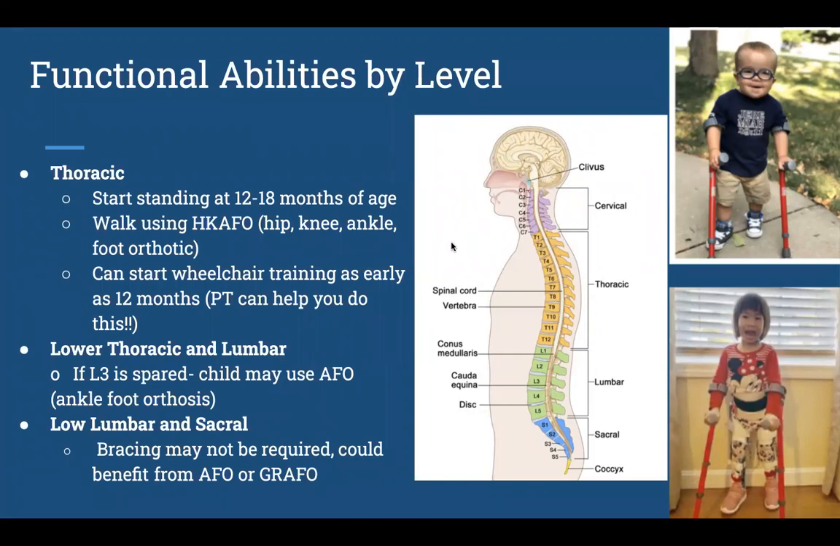functional abilities. So for somebody who might have a thoracic level of lesion, might require a little bit more of that adaptive equipment that we talked about. So using things like an HKAFO, which just means hip, knee, ankle, and foot orthotic. Somebody who has a thoracic level of lesion might start to be standing by a year to a year and a half of age. And they can also do stuff like start wheelchair training as early as a year old.